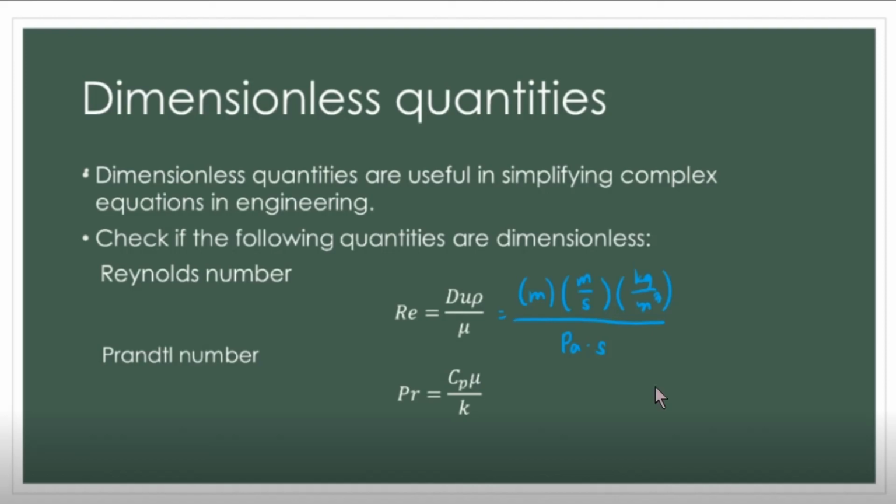For the second one, we have the Prandtl number, Pr, defined as Cp, or the heat capacity, multiplied by the viscosity, divided by the thermal conductivity. In standard SI units, Cp is joules per kilogram per Kelvin. Viscosity is Pascal seconds. And thermal conductivity is watts per meter per Kelvin. I am challenging you to prove that the Prandtl number is indeed dimensionless.